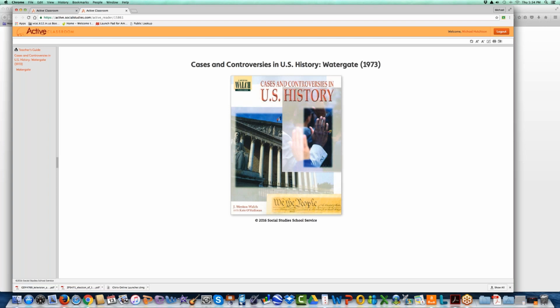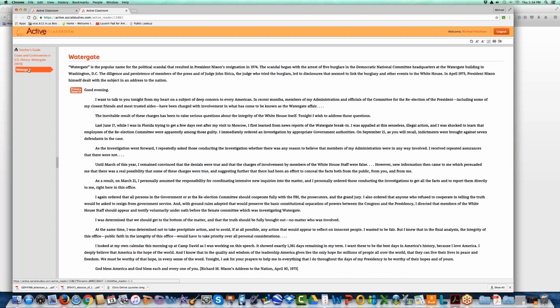And it could fit in a number of different activity sets that I created. For example, it could fit in the historical election one, but this one deals with Watergate. So what the students have to do is look at an excerpt from a primary source about Watergate. And this is an address from President Richard Nixon in April of 1973.